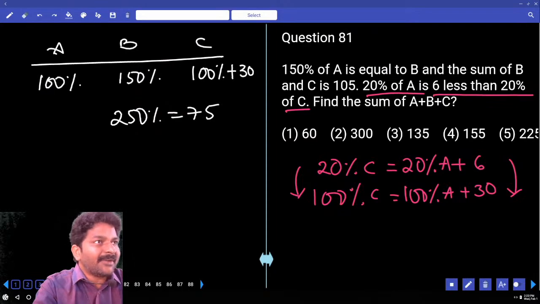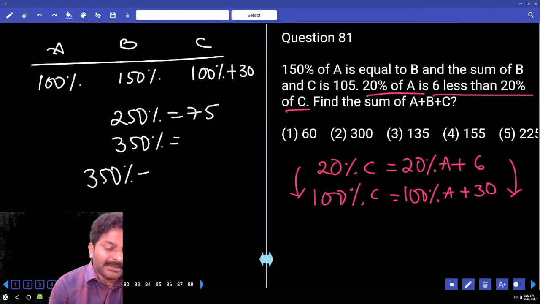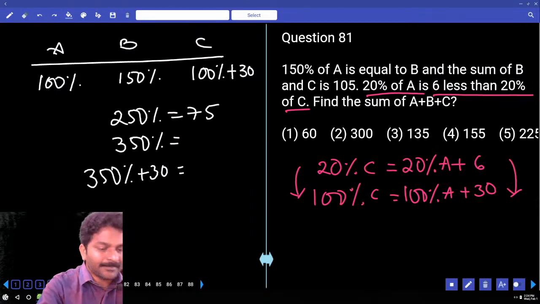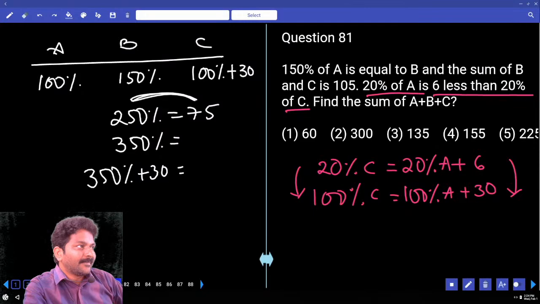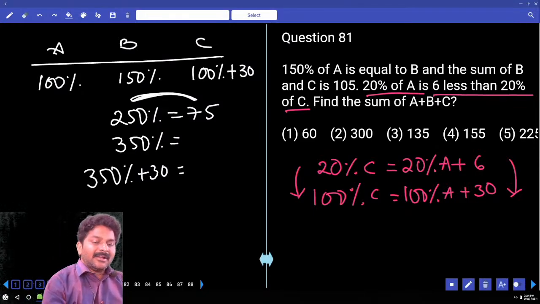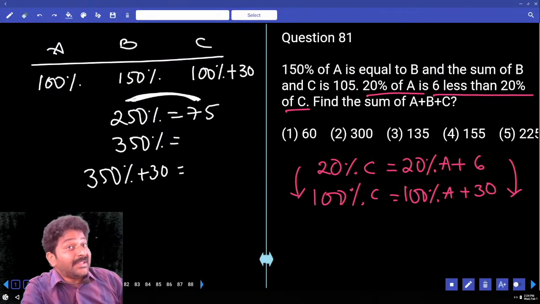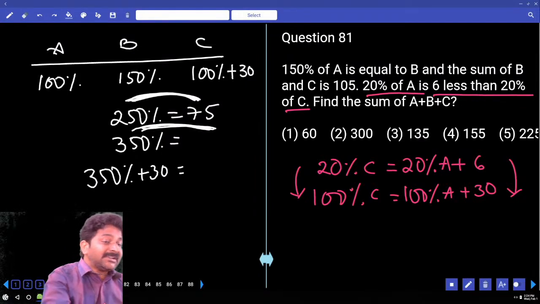Now we were asked to calculate the sum of A, B, C. In terms of percentage, A plus B plus C, I will consider 350%. Then we will add 30. Here we have the 30, right? Then we will get the answer. 250% is equal to 75. 75 forms what percent of 250? 30%. Even here also we have to calculate 30%, right? 30% of 350?